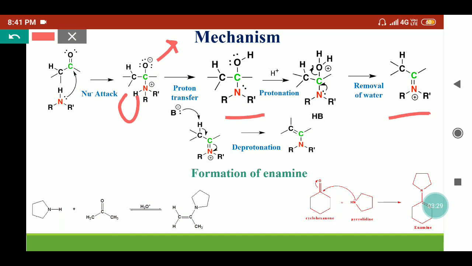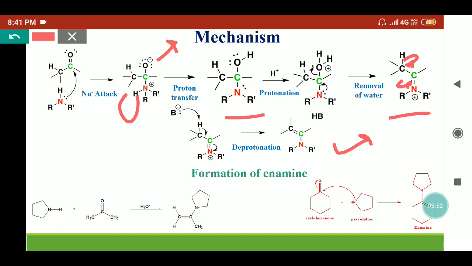charge. Now to remove the positive charge of nitrogen, we can remove this proton and we'll get back the nitrogen's lone pair. This proton can be removed by a base. So this iminium ion is converted into enamine by the removal of a proton. So here the enamine has been formed.